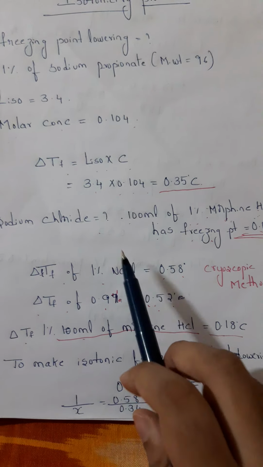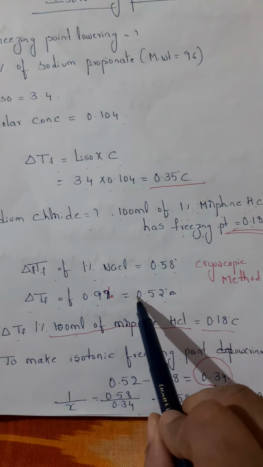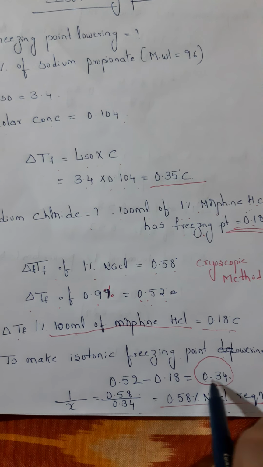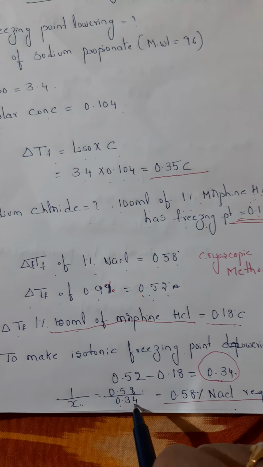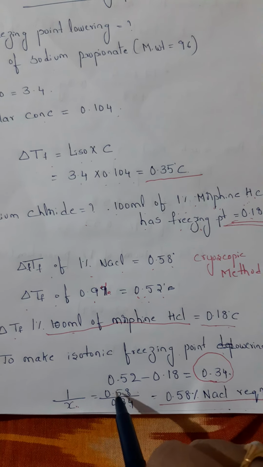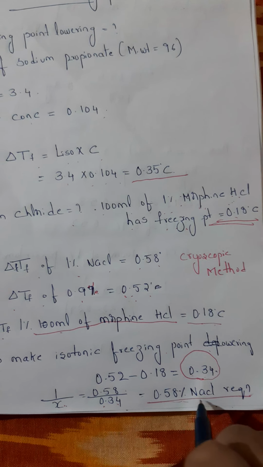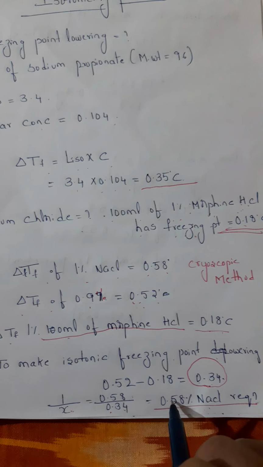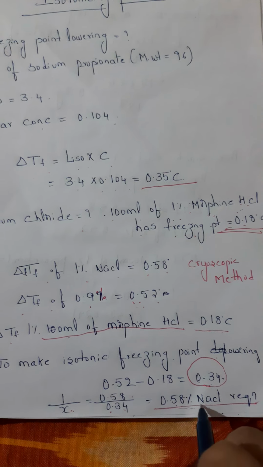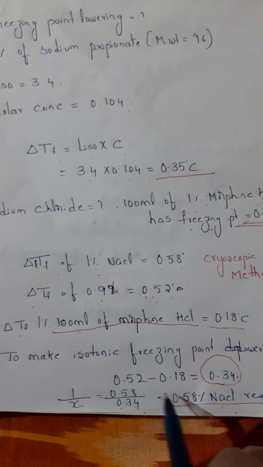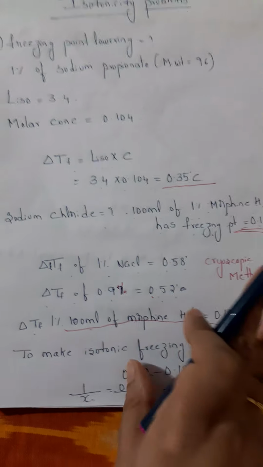So 1% sodium chloride gives 0.58, and now we require 0.52 minus 0.18, that is 0.34. How much sodium chloride makes 0.34? So 1 by x is equal to 0.58 by 0.34. The percentage of sodium chloride should be 0.34 by 0.58. How much will you get? That will be the answer.